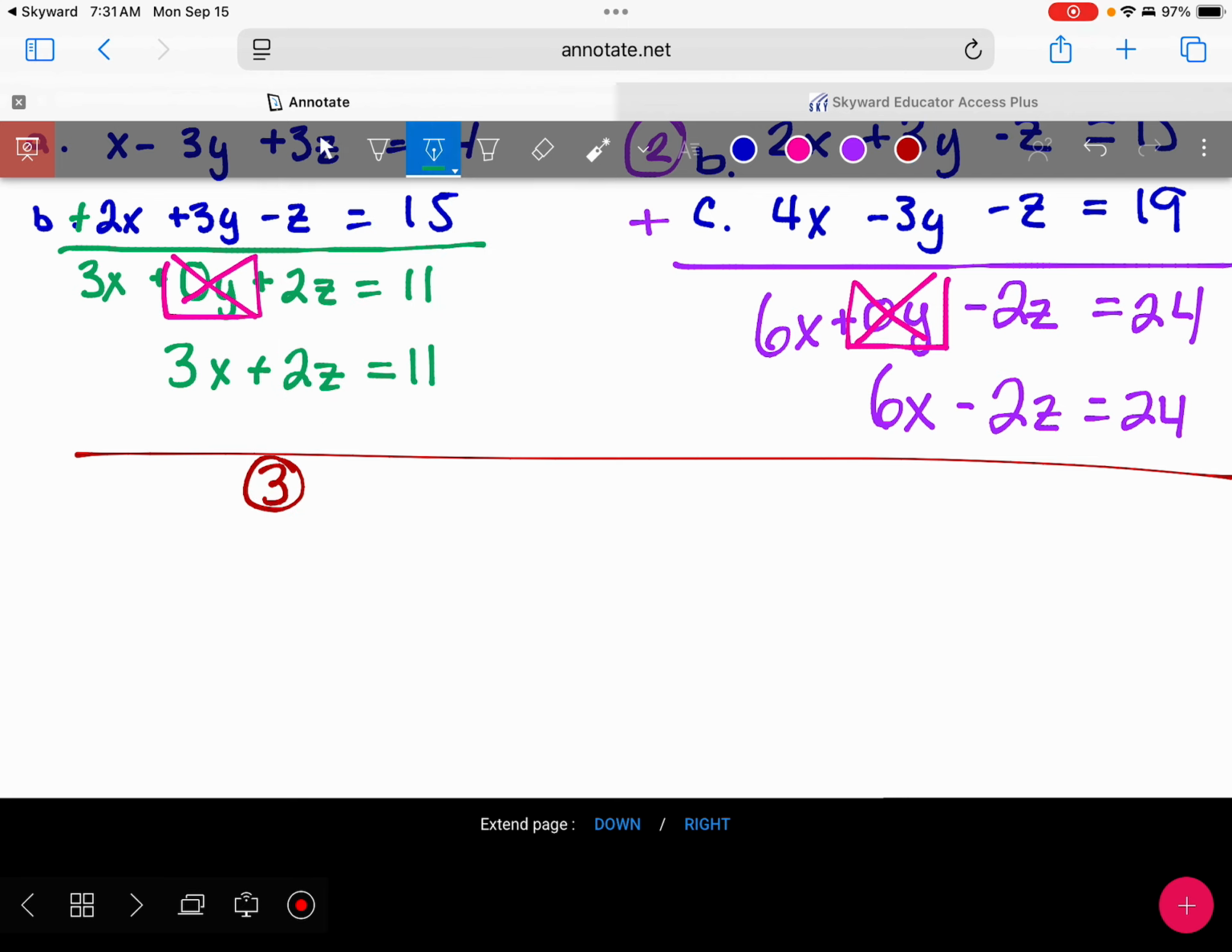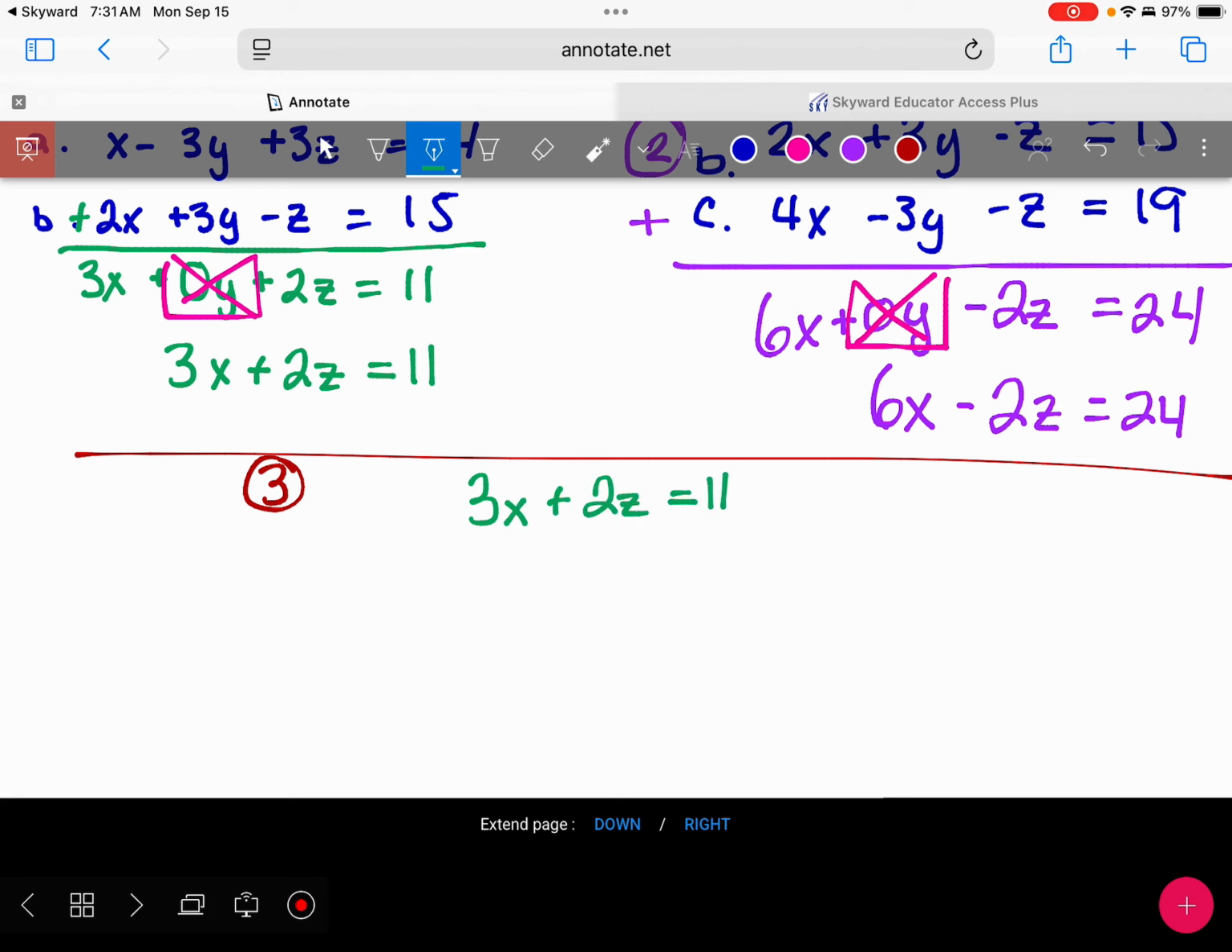I'm going to take my 3x plus 2z equals 11 and my 6x minus 2z equals 24. And we want to solve this system. Now this is just like the ones we did last week. It has a z in it, but that doesn't change what we're doing. So on this one, we could look and see if we need to multiply by anything. My x's are not that far away from each other, but my z's, I've got a positive 2 and a negative 2. So I am ready right now to eliminate out my z's.